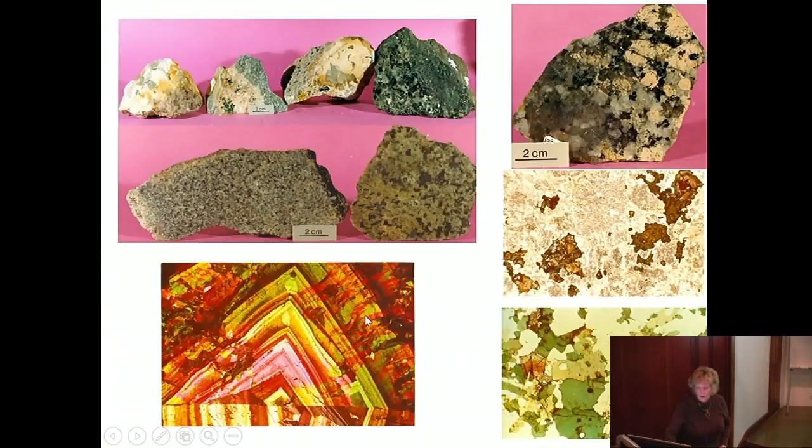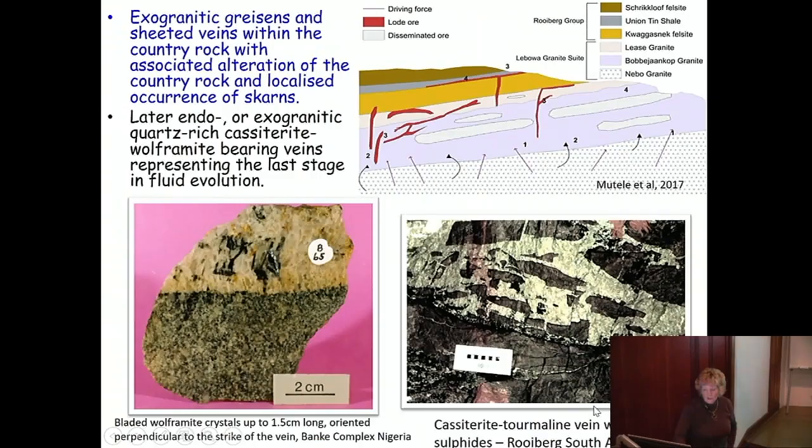So we've gone through a series of alteration processes, microclinization and greisenization. And then what you often get at a late stage is big fat quartz veins with things like wolframite and cassiterite in them. And sometimes, as in the Bushveld complex, those veins can go out into the country rocks. And here you can see a cassiterite tourmaline vein from Rooiberg in South Africa, which is cutting felsite rocks.